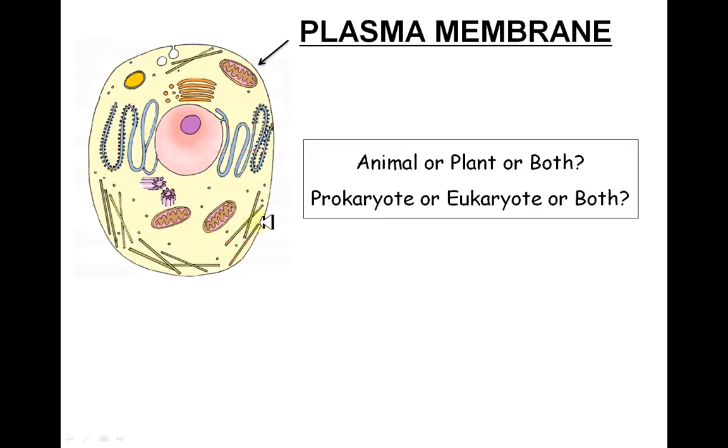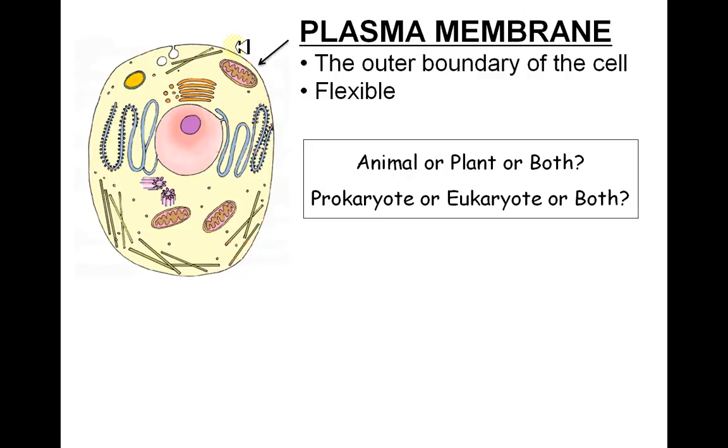Plasma membrane or cell membrane is the thing we're going to talk about next. It is actually found in all cells. It's even found in two layers around mitochondria. So it allows things to go in and out. It is the outer boundary of the cell. It is very flexible, and it is selectively permeable, which only means it allows some things in but not everything, and some things out but not everything.